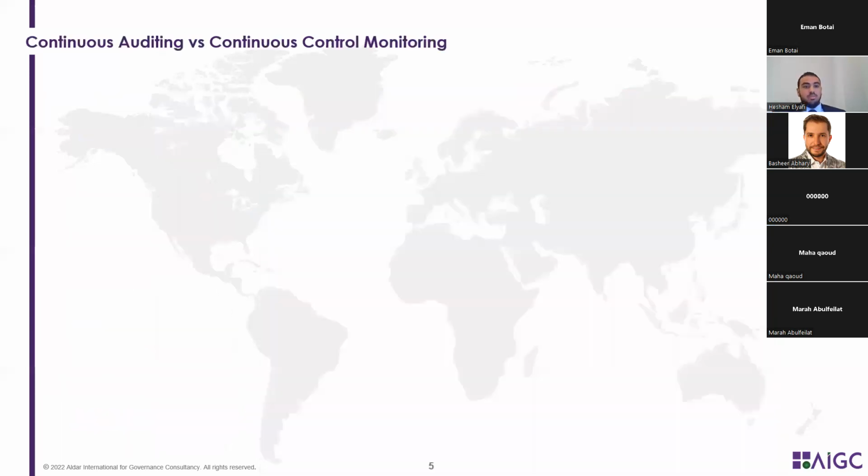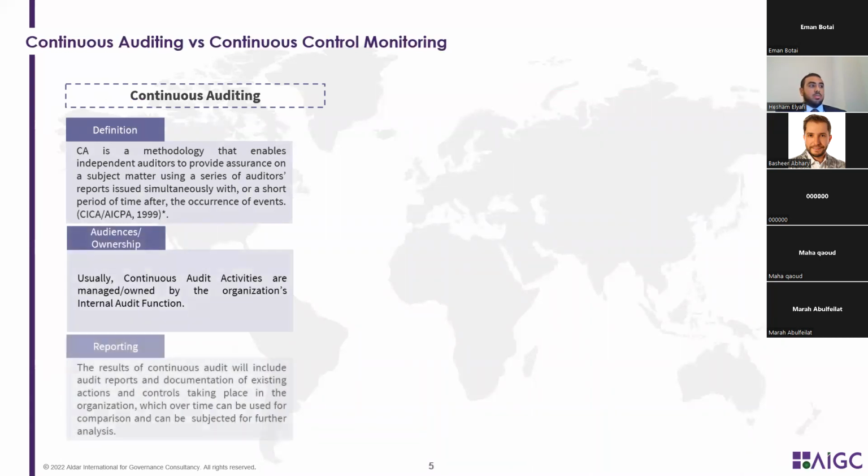And that brings me to the next topic. We hear continuous auditing and continuous monitoring used interchangeably, but in reality, they are different. Continuous auditing, by definition, is a methodology that enables independent auditors to provide assurance on a subject matter using a series of auditors' reports, and these are usually done within a short period of time, with issues identified within a short period of time.